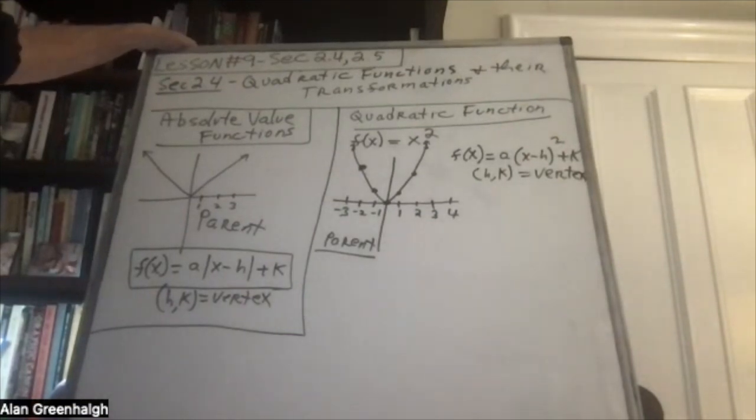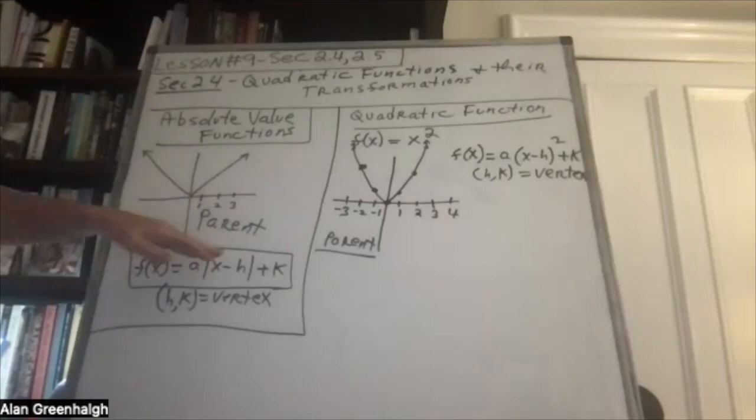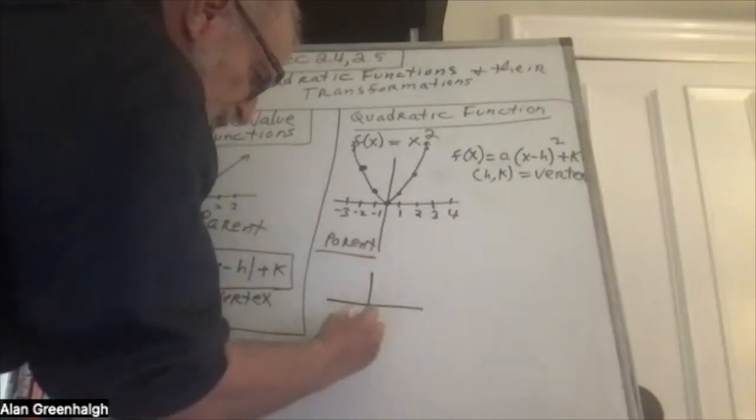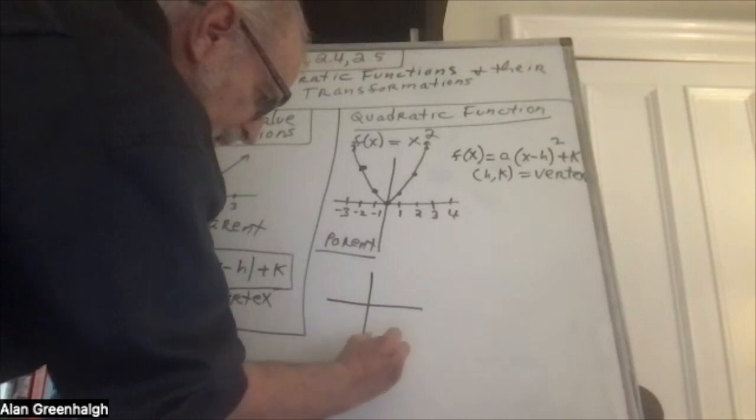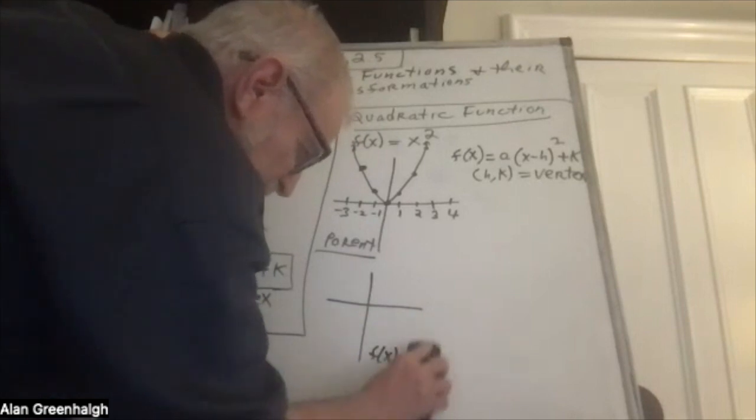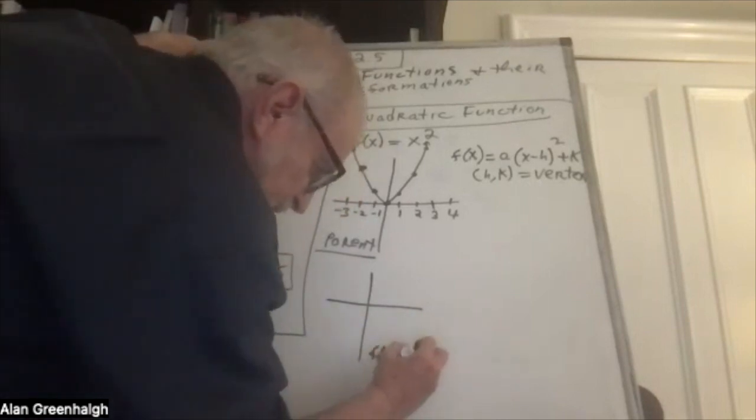Look at the similarity between those two graphs. It's very, very interesting, right? And yet there are differences. So obviously that's what we're going to be studying during the first part of this class. So, what does the (h, k) actually do? Well, let's look at a few possibilities. Let's look at f of x equals the... see, now I have to get my mind out of the absolute value.